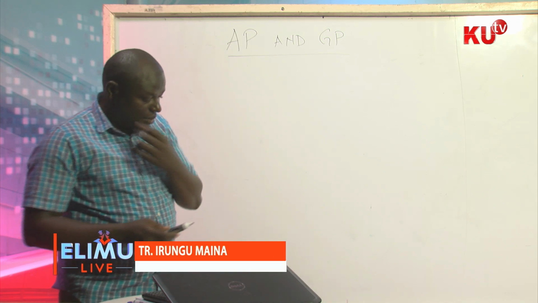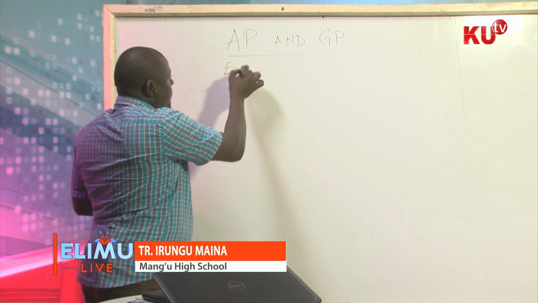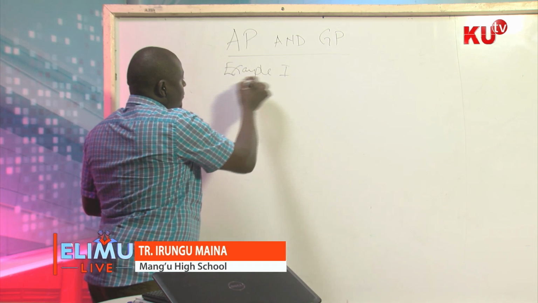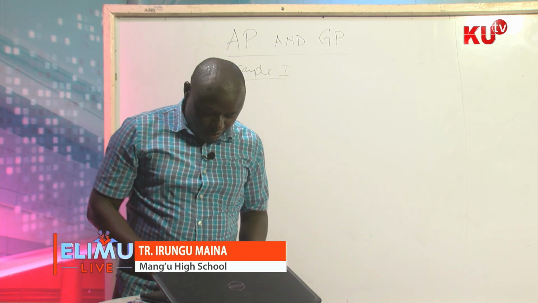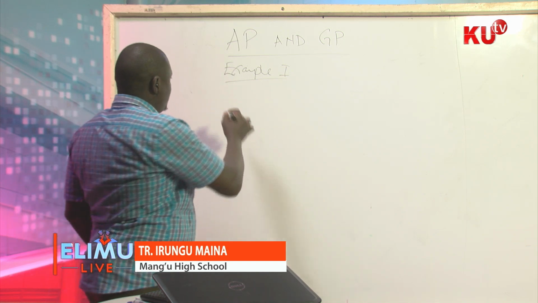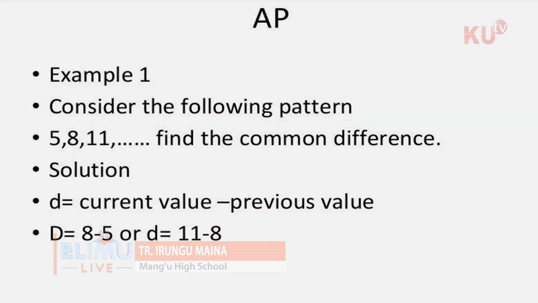Those are the differences, and it was important that we highlight them. I want us to consider example number 1. Consider this pattern 5, 8, 11 as indicated on your screen. The question is: find d. d is our common difference that we agreed. And we have already said, how do we get d, class? We normally get d by the current value minus the previous value.